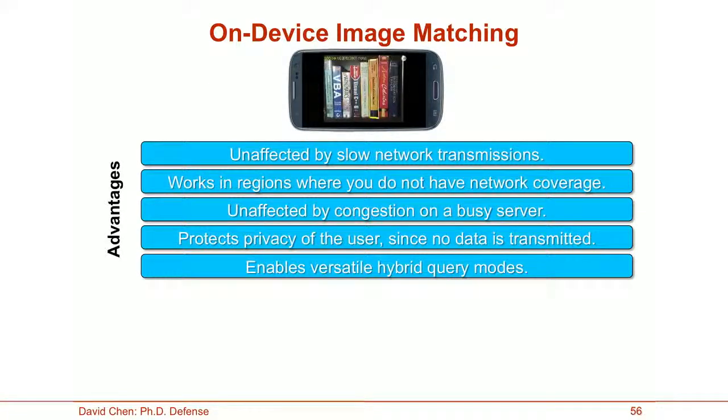First, this architecture is unaffected by slow network transmissions. Second, the system works in regions where you do not even have network coverage. The system is also unaffected by congestion on a busy server. It completely protects the privacy of the user's photos, since nothing is transmitted over the network. And last but not least, versatile hybrid query modes can also be possible with this architecture, as I'll show later in this section.